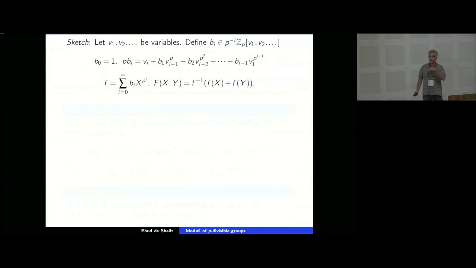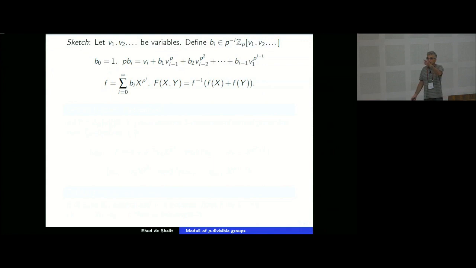So let me quickly go over just a sketch. There will be formulas here, but the formulas are really not important. First of all, these slides will be on the conference website, so you can always look at them. You can look up the literature. The idea is that we start with a universal formal group law in infinitely many variables that we call V1, V2, and so on, that is built in the following way.